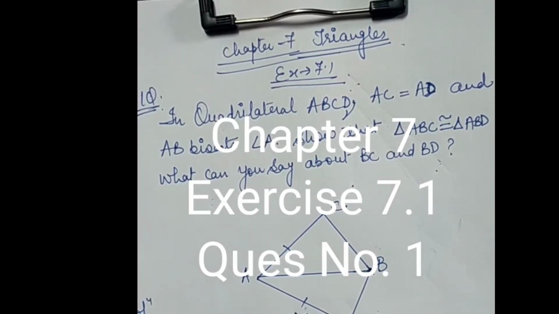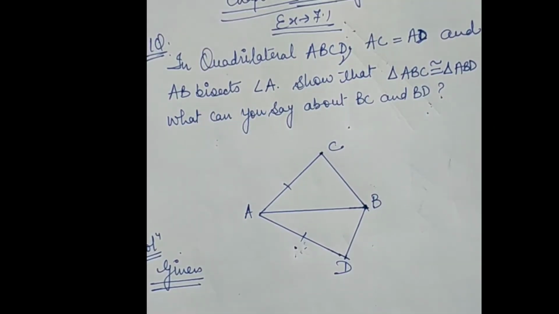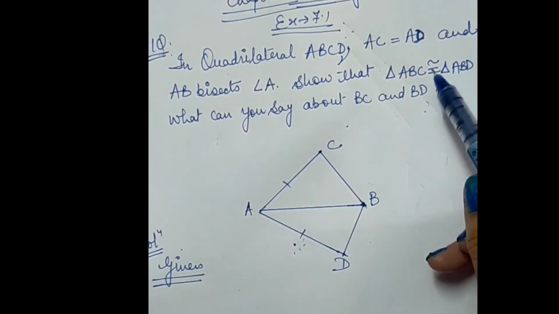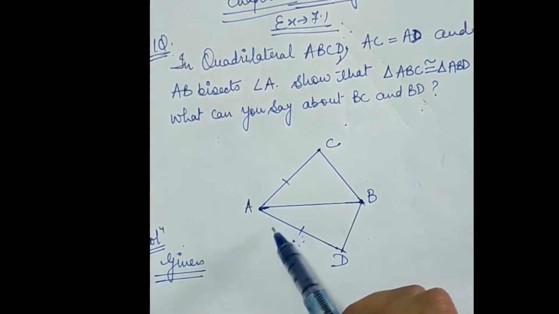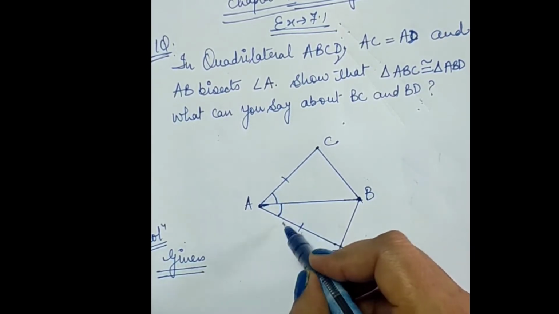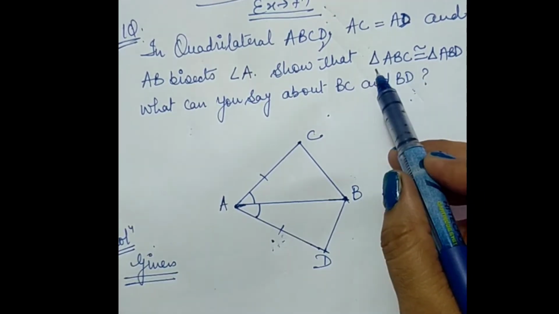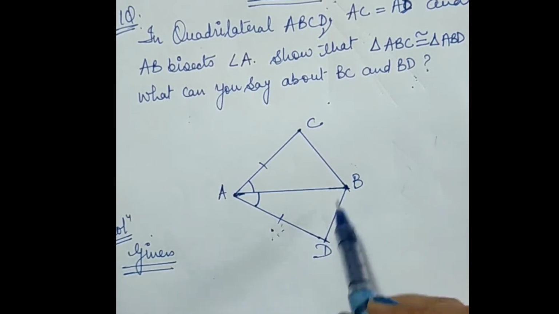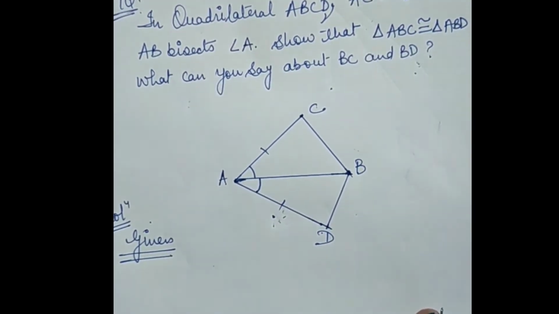So this is exercise 7.1 question number 1. In quadrilateral ABCD, AC is equal to AD and AB bisects angle A. Bisection means we will be having two equal angles, and both will be half of the full angle CAD. We are supposed to show that the triangles ABC and ABD are congruent. So let's see how we can do this question.